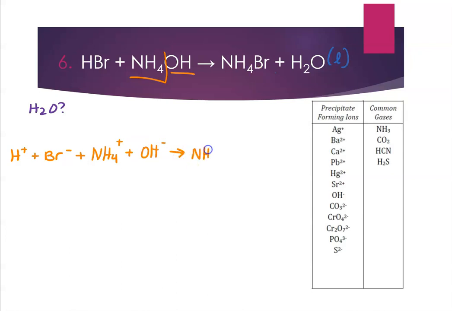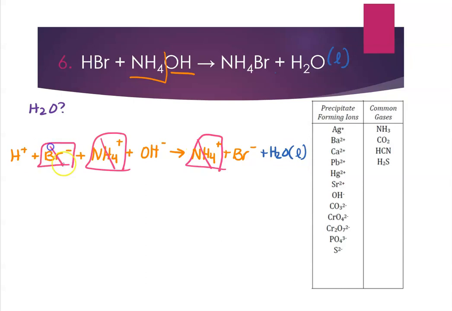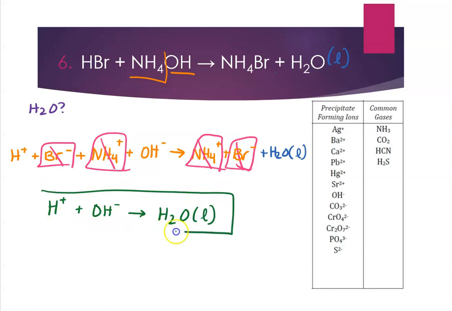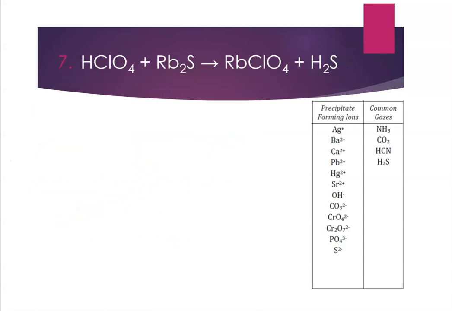All right, and then NH4Br breaks apart to NH4+ and Br minus. And then lastly, that water stays together because it's a liquid. All right, NH4 plus cancels and Br minus cancels. So I'm left with H plus OH minus yields H2O as a liquid. 2 H's and 1 O means I'm balanced. All right, let's look at another.